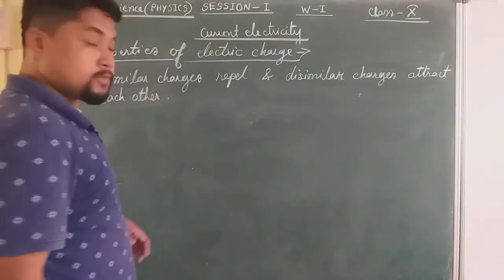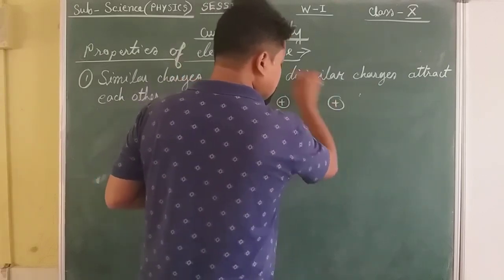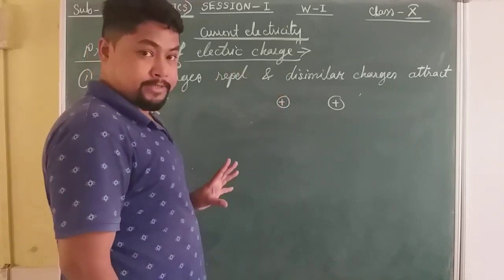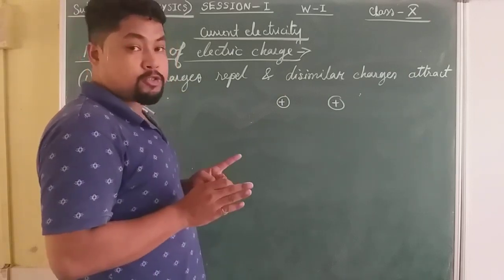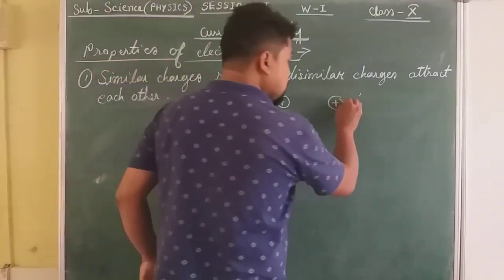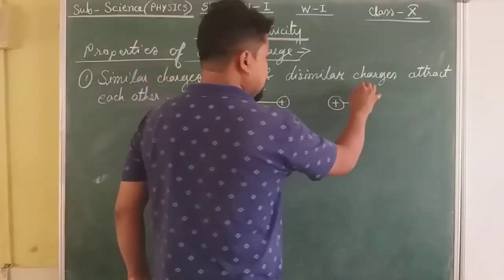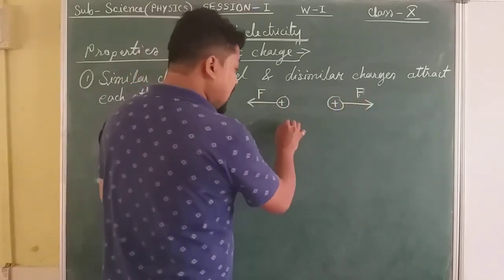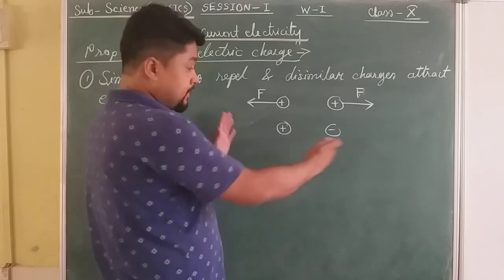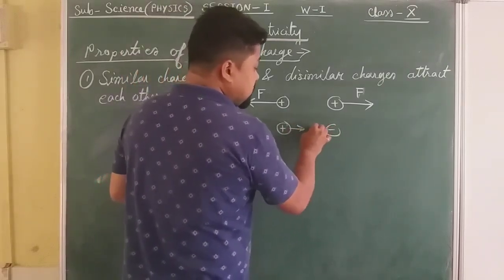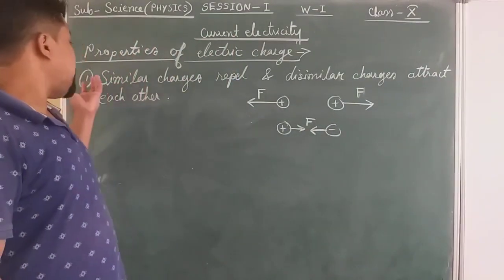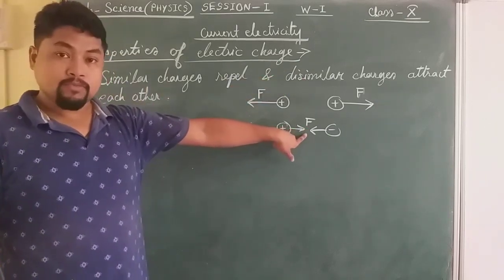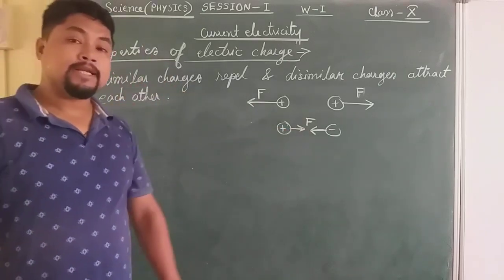Suppose two positive charges are separated by a small distance. The force between them is repulsive. There is a repulsive force F between the two charges. So like charges repel, and unlike charges, if positive and negative charges are separated by a distance r, then the force between them is attractive. So similar charges repel like this, and dissimilar charges attract each other like this. This is the first property of electric charge.